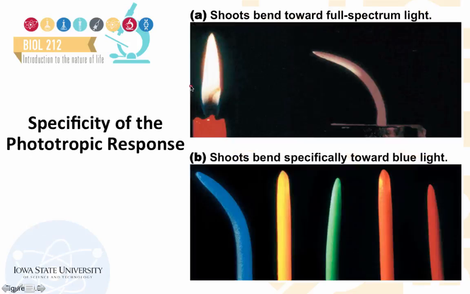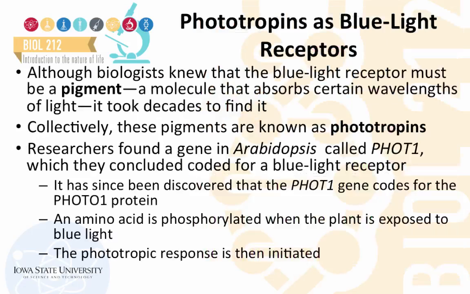As we can see in this image, coleoptiles respond to visible light by bending toward it. This response happens specifically in the presence of blue light and not in the presence of any other wavelengths of light that are part of the visible spectrum. Although biologists knew that the blue light receptor must be a pigment, a molecule that absorbs certain wavelengths of light, it took decades to find it.